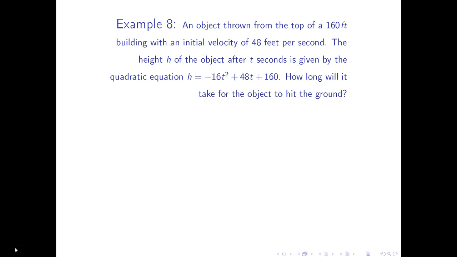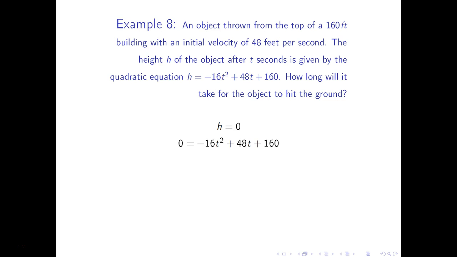Now, we go through and look at what's the other piece of information. Notice I'm given an equation here, h equals, where h is the height of the object after t seconds. So let's use that as our equation. But notice we want to know when it hits the ground. That means the h is 0. So if I substitute that in, I get this equation.